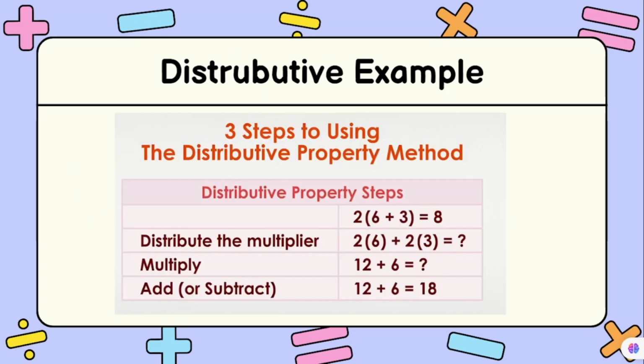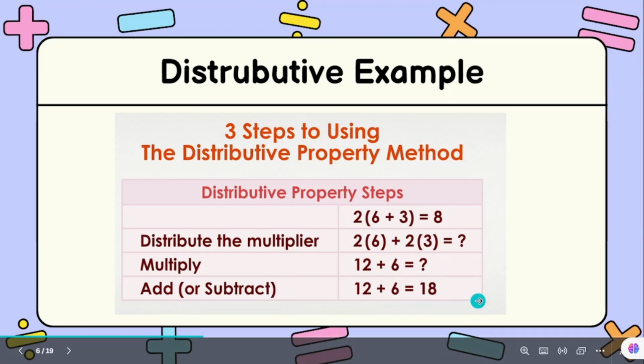So, distributive example. The equation in question is 2 parentheses 6 plus 3 equals 8. Distribute the multiplier. In this case, it's going to be 2. So, 2 times 6, 12. 2 times 3, 6. So, add or subtract. In this case, it's going to be addition. So, 12 plus 6 equals 18.